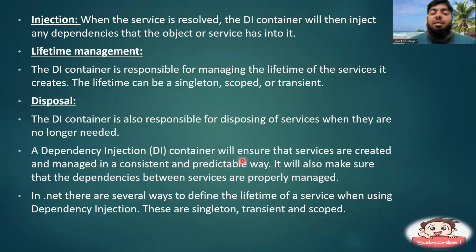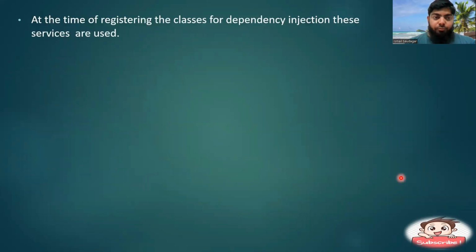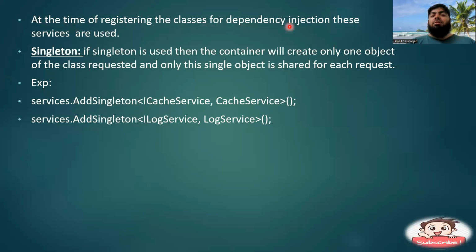Dependency injection container will ensure that services are created and managed in a consistent and predictable way. It will also make sure that dependencies between services are properly managed. In .NET, there are several ways to define the lifetime of services when using dependency injection. These are singleton, transient, and scope. At the time of registering the classes for dependency injection, these services are used.